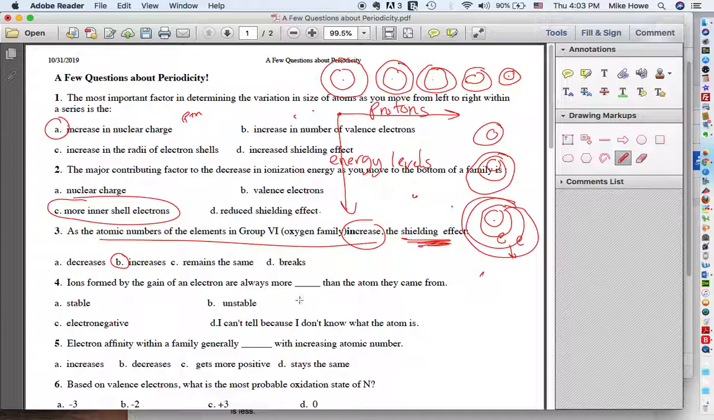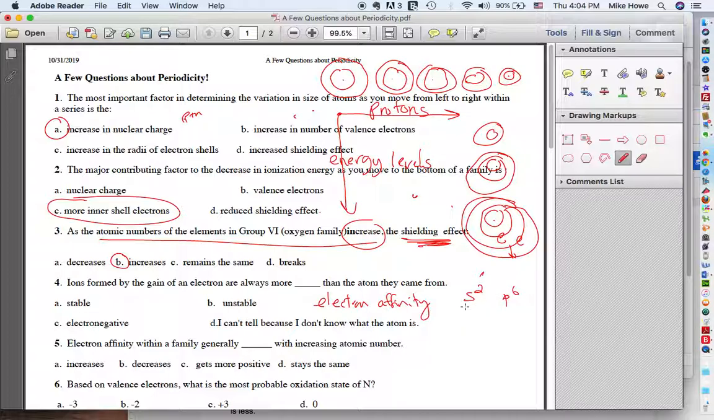All right, on this one, ions formed by the gain of an electron are always more blank than the atom they came from. Well, that's electron affinity when you add an electron. So the energy change is called the electron affinity. And you remember that sometimes energy is released when you add an electron. Actually, mostly energy is released when you add an electron. But sometimes energy is required. So if you have an S2 or a P6, you would expect a positive value for the electron affinity.